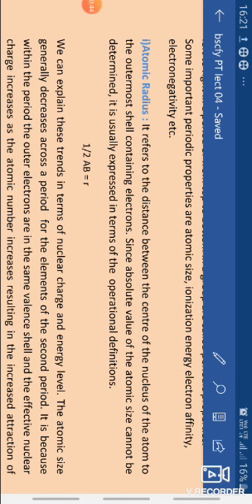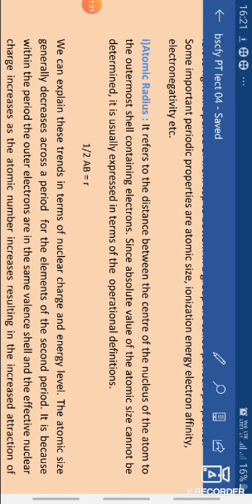And then covalent radius is half of the distance between the two nuclei of a covalently bonded molecule. And lastly, the van der Waals radius is half of the distance between the two nuclei of two atoms which are in close proximity and from different molecules. So all these were the definitions of atomic radius.